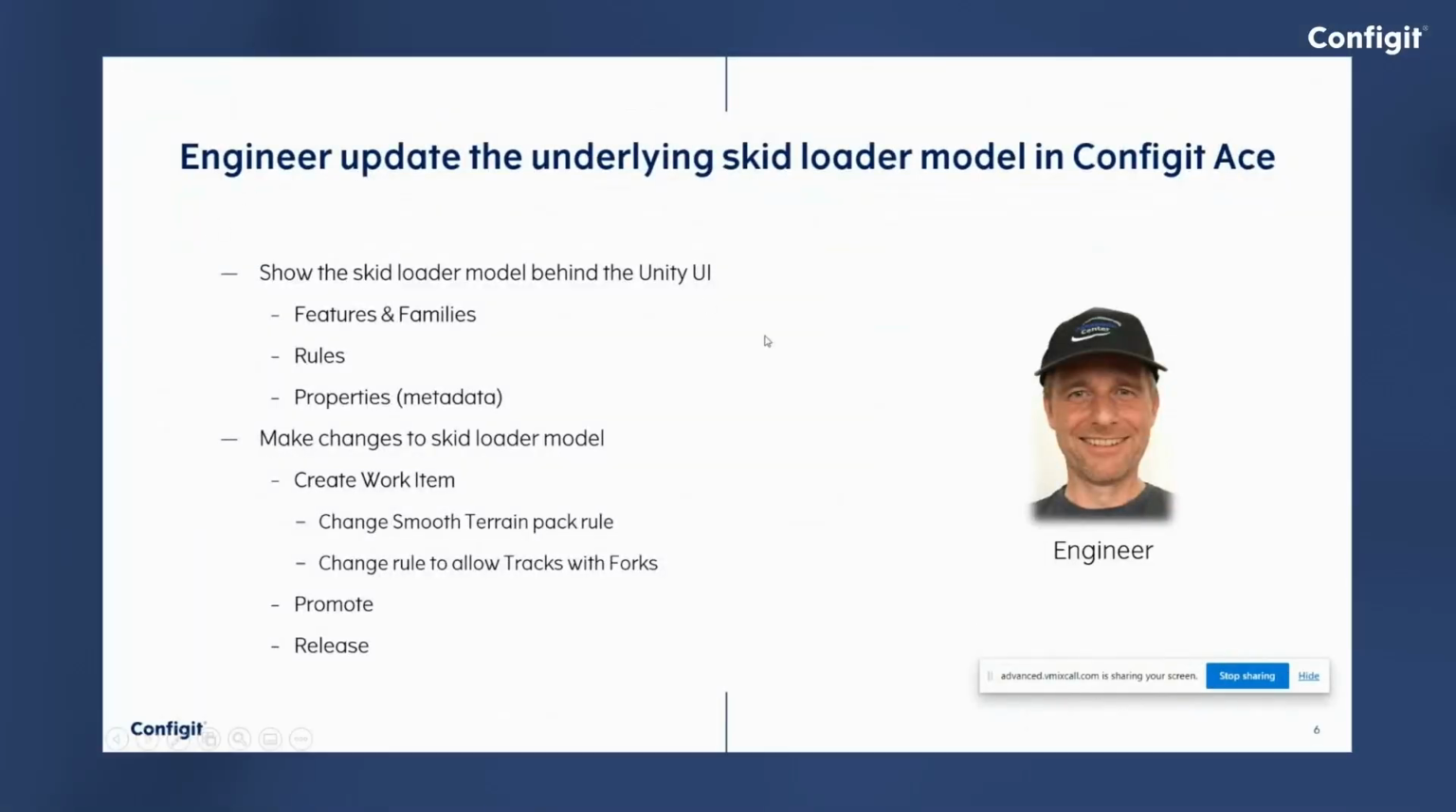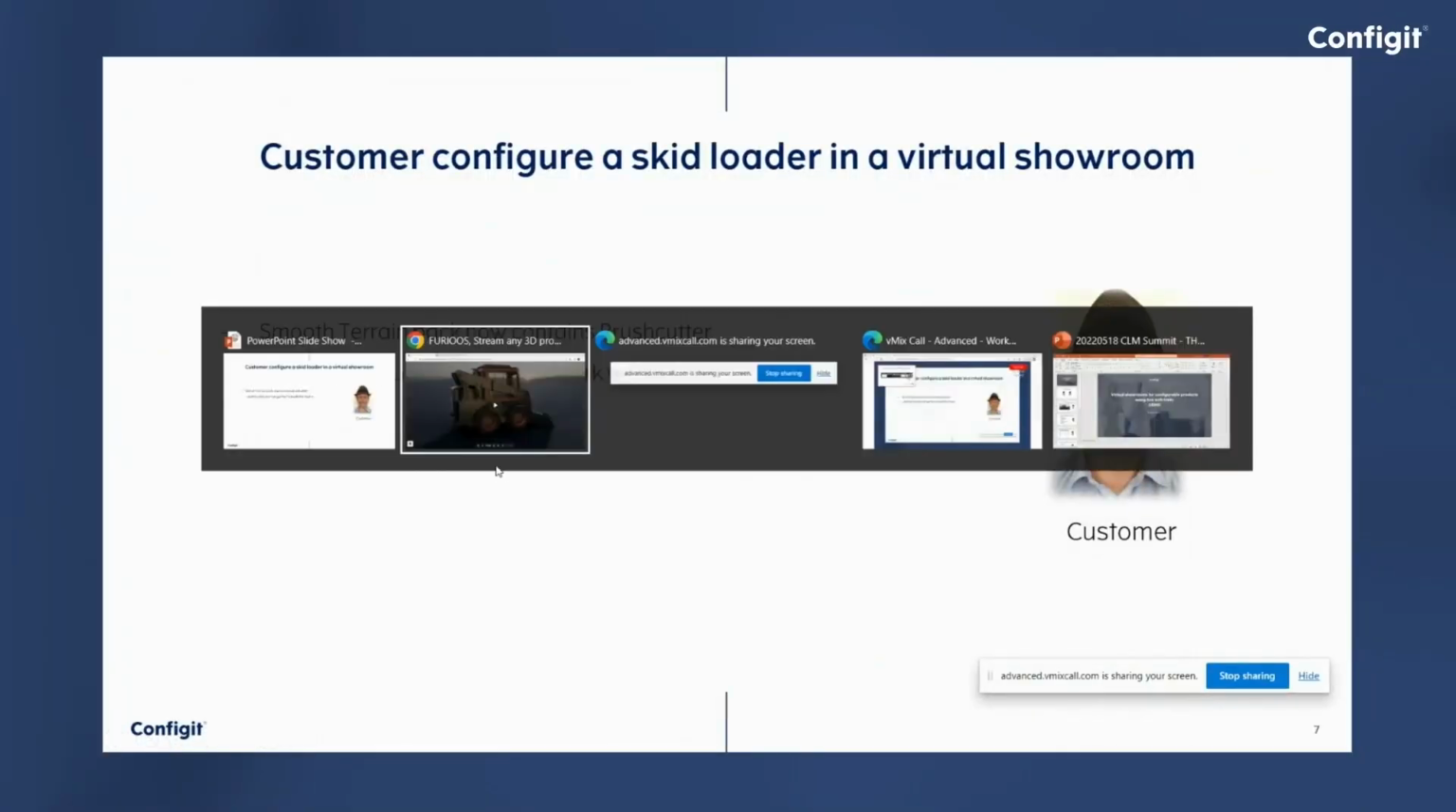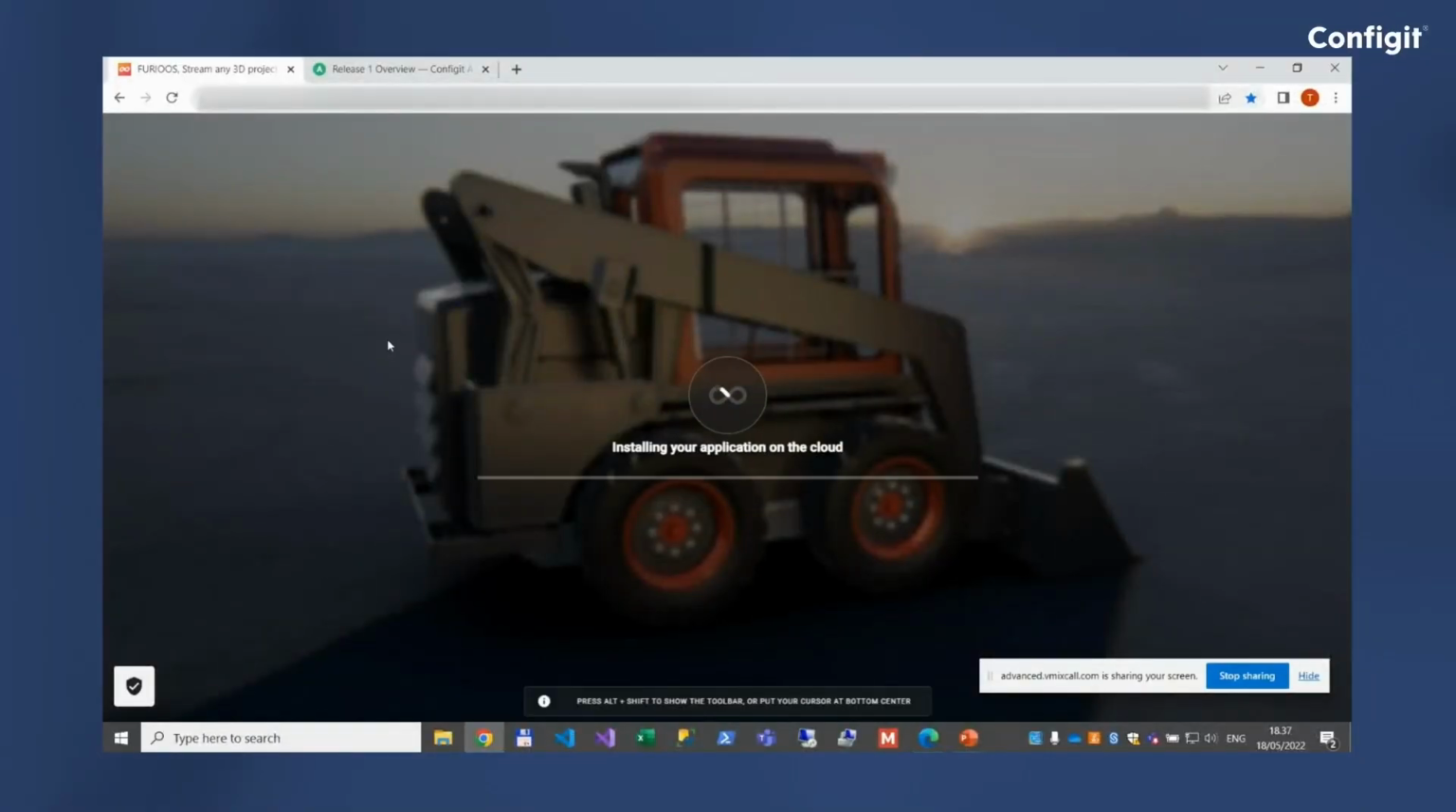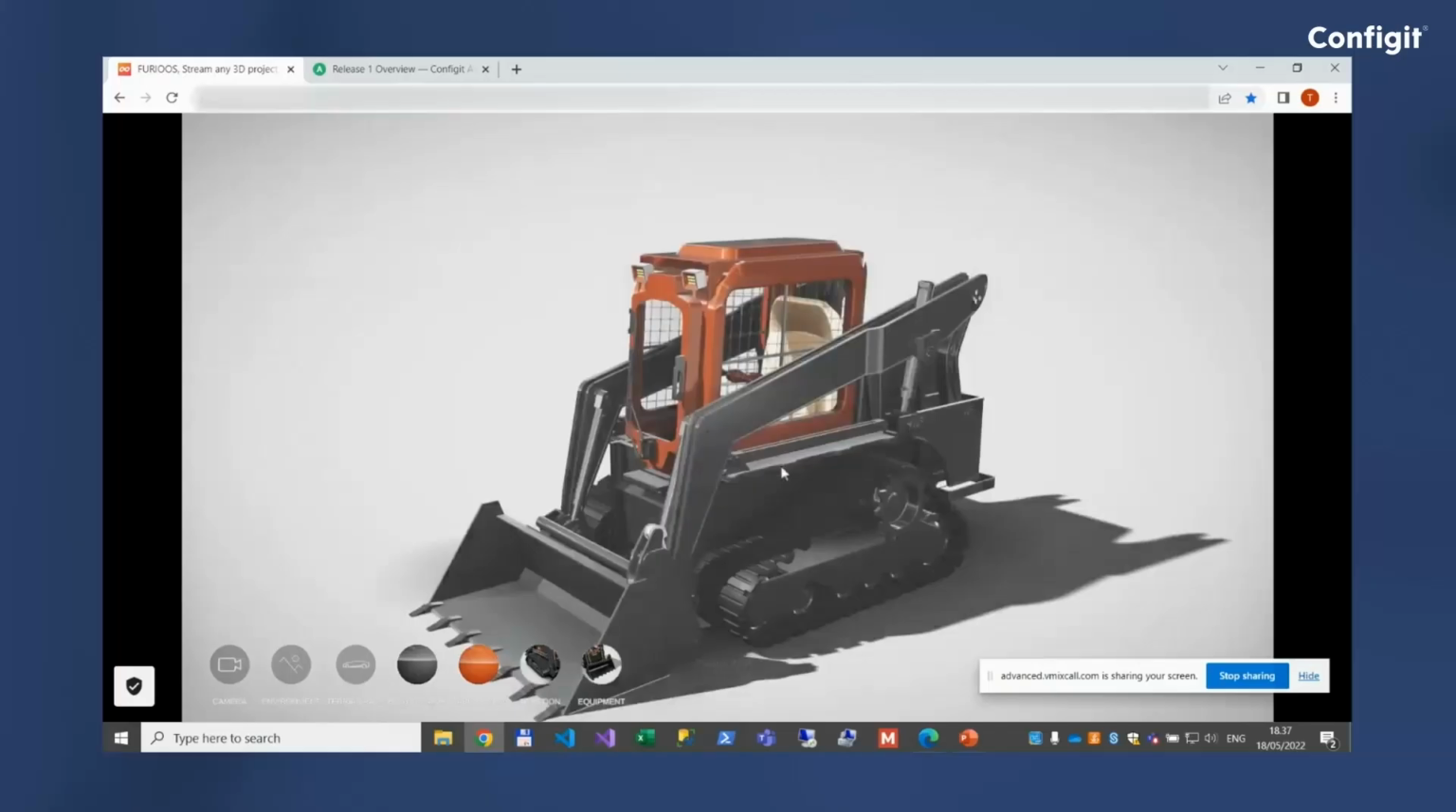So what you just saw is that Thomas Engineer showed how the skid loader model was created behind the scenes, you could say behind the Unity UI. I also made the changes to create a work item, made changes to 2 rules, and I promoted and released it. So now let's go back to customer Thomas and see how it works. Let's start this again. Yeah, and it's there. So it's also pretty fast spinning up the model.